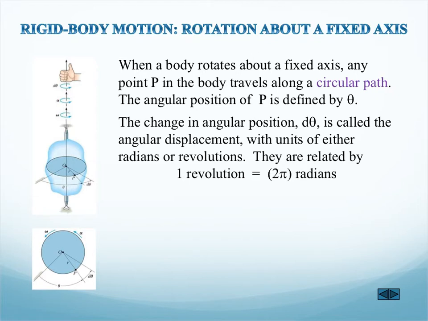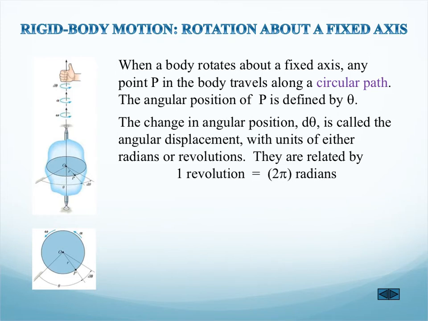Now, another type of motion that we want to look at is the rotation about a fixed axis. And a lot of this we're familiar with already. So the rotation axis is vertical. The direction of omega and alpha can be defined by the right-hand rule, where our thumb points along the axis when our fingers curl in the direction of rotation.